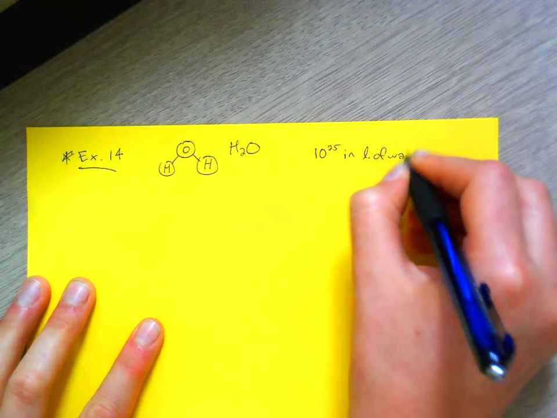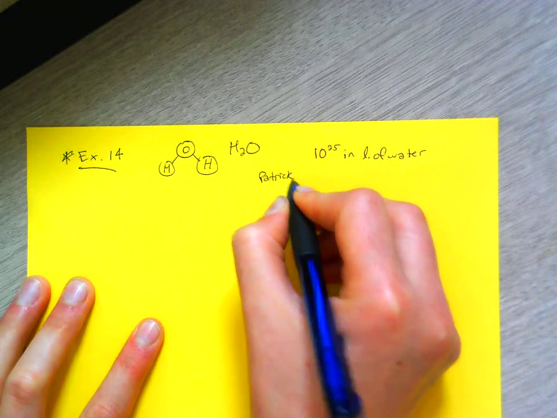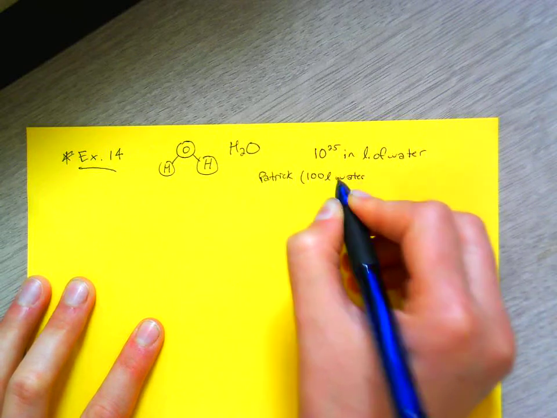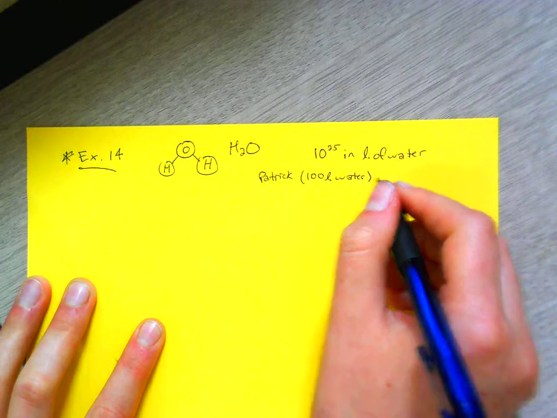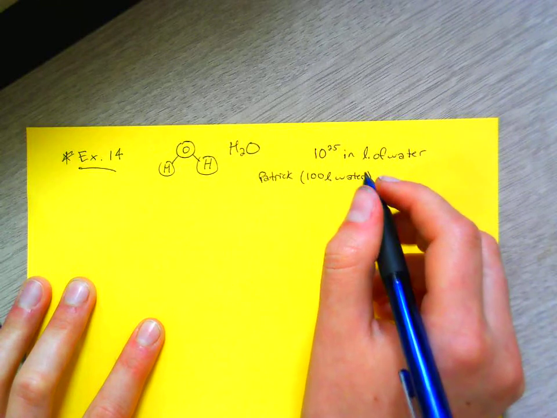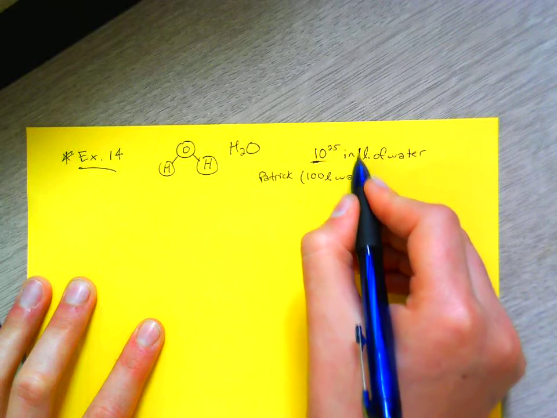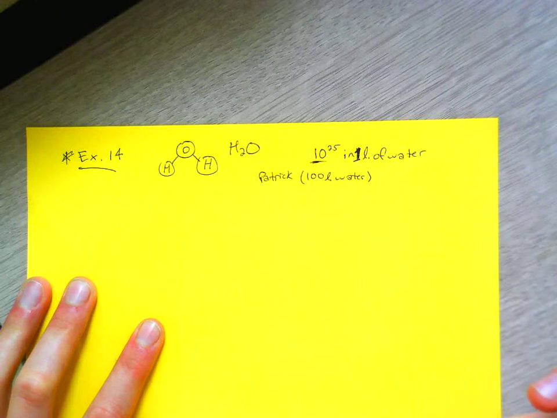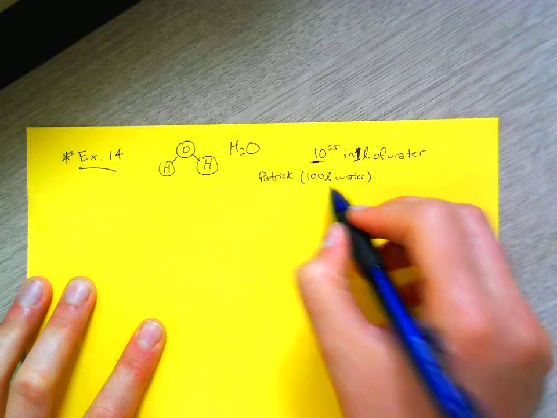Patrick has 100 liters of water. This L, by the way, is standing for liters. How many molecules are there in all? Write your answer in exponential notation. To solve, we're going to start with the number of molecules in 1 liter of water. And we're going to take that times 100 liters because we need to get 100 liters.